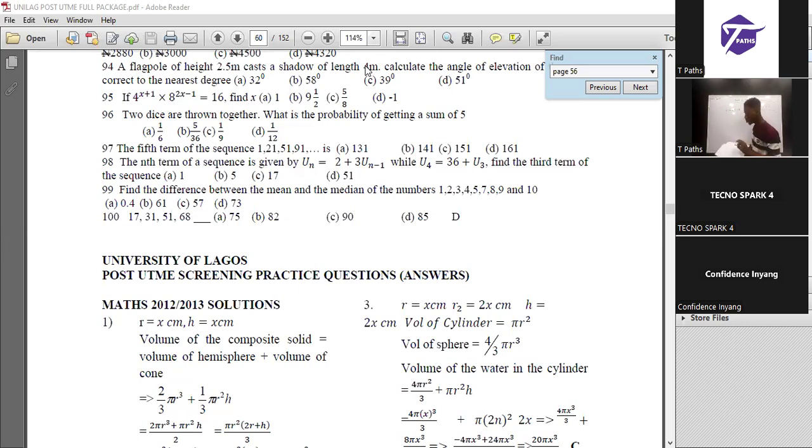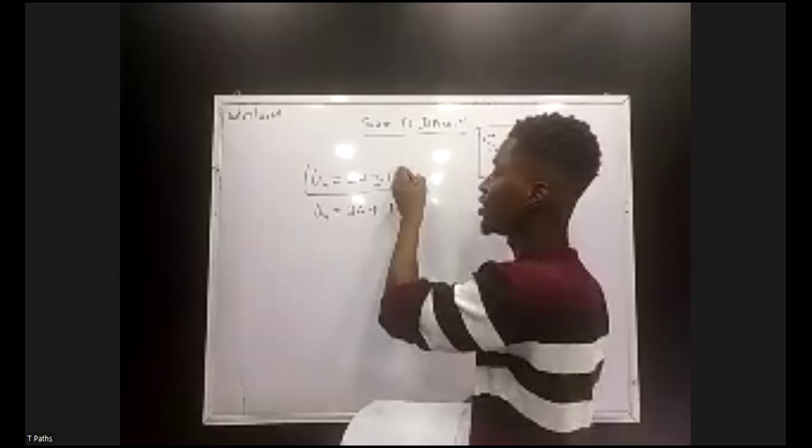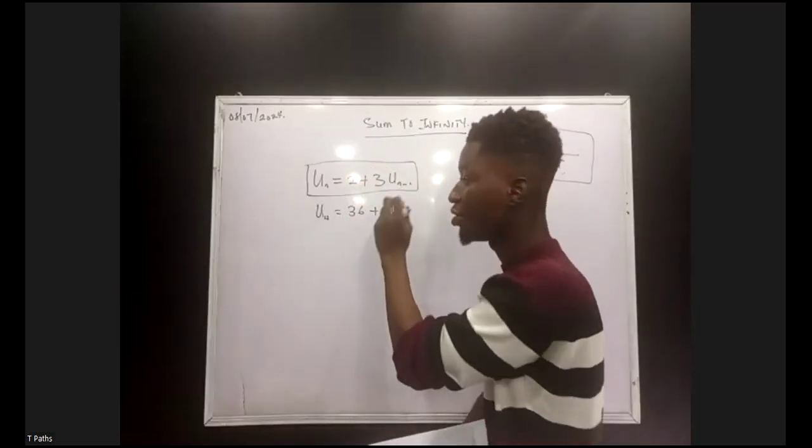Now we need to act according to the question. We are given u4 specifically. U4 equals 36 plus u3. We are given u4, the fourth term, to be 36 plus u3. So now what will we do? Just substitute into this equation here. This is like the general equation.